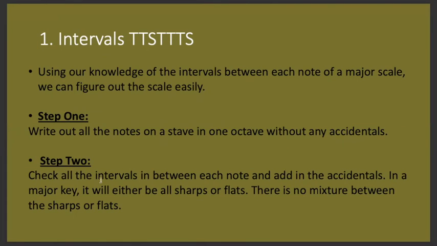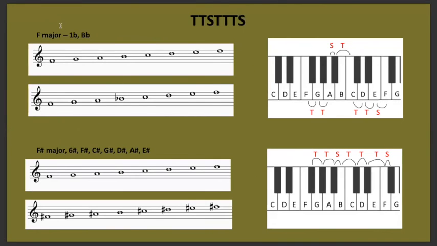Step 2, check all the intervals in between each note and add in the accidentals. In a major key, it will either be all sharps or flats. There will be no mixture between sharps or flats. So, for example, F major. Well, let's pretend we don't know what the key signature is or what the accidentals are. We can write out F going to F and all the notes in between. Notice how I'm filling up every line and space available from the first F and the final F.